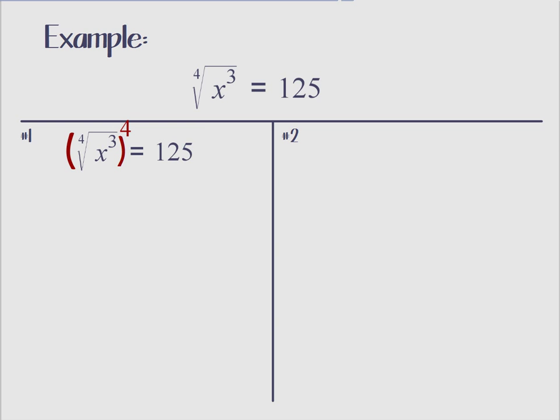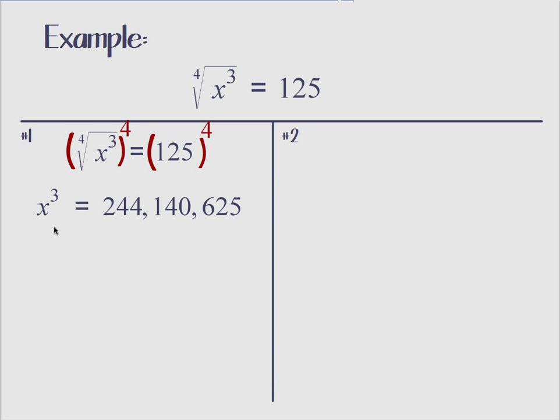Keep in mind, however, that what you do to one side of an equation, you have to do to the other side to keep it balanced. So I want to take both sides to a 4th power. On the left-hand side, that 4th power is going to cancel out this 4th root. And I'm going to be left with the x to the 3rd power. On the right-hand side, I would put 125 to the 4th power in my calculator and get this huge number that's over 244 million. That's okay because we have calculators.